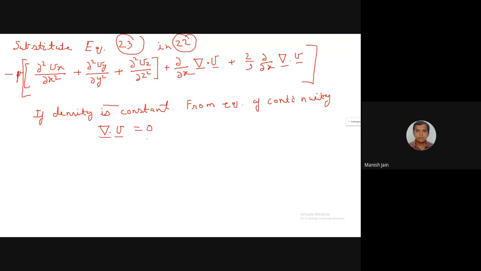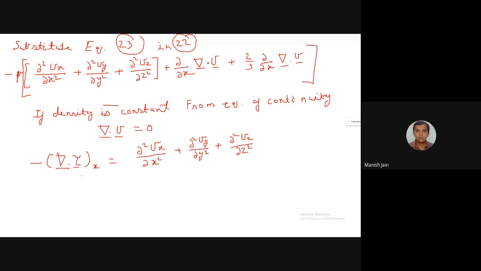Okay, if the density is constant, then del dot v should be equal to 0. So in the original equation, del dot tau x should be equal to del square vx by del x square plus del square vy by del y square plus del square vz by del z square. Okay, so basically this is the del dot tau.